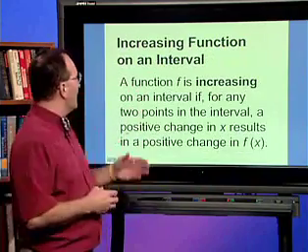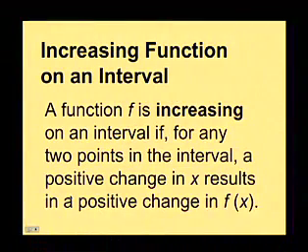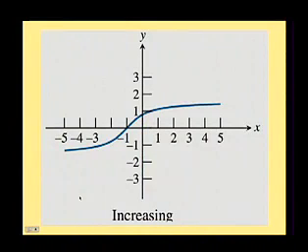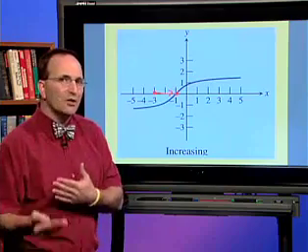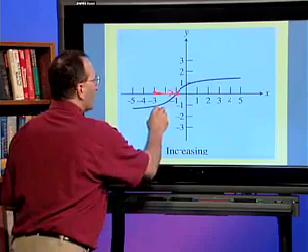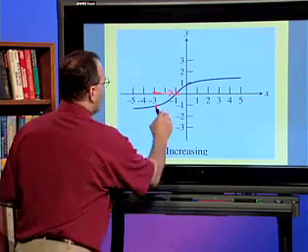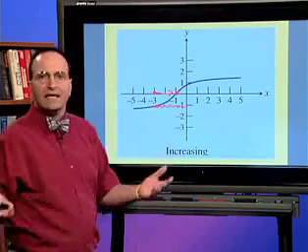Increasing function. A function f is increasing on an interval if, for any 2 points in the interval, a positive change in x results in a positive change in f of x. Well, let's look at that graphically. What we're saying is, if I start here at an x value of -3, and I move this way, that is a positive change in the value of x. Then I'm moving on the graph from here, which has a y value of approximately, let's say, -1.